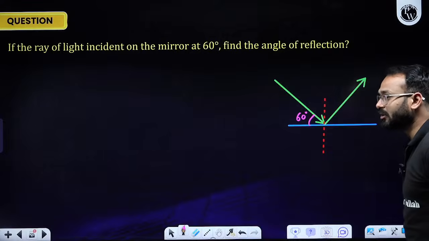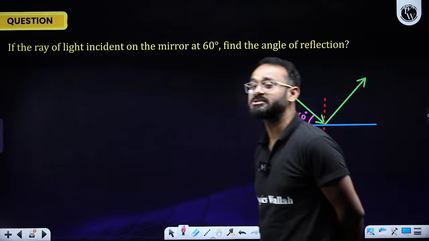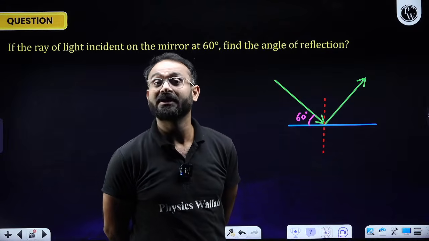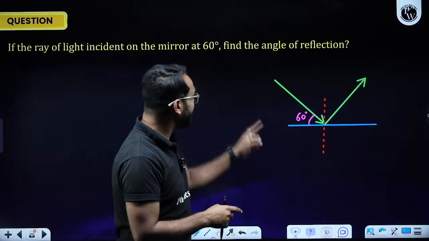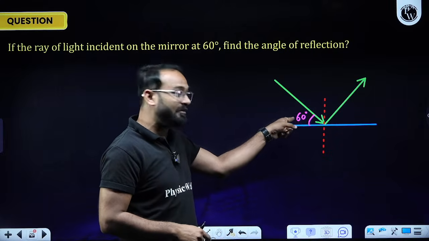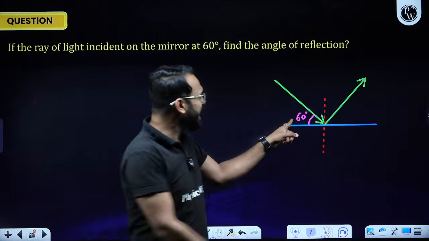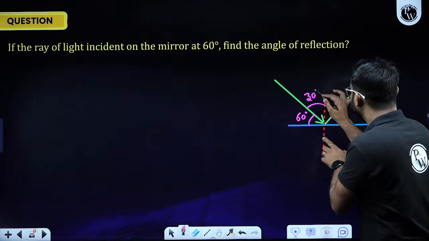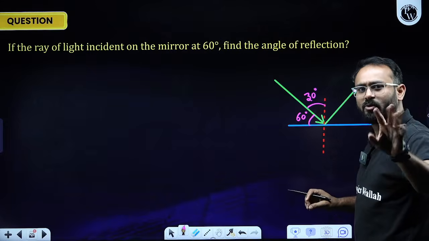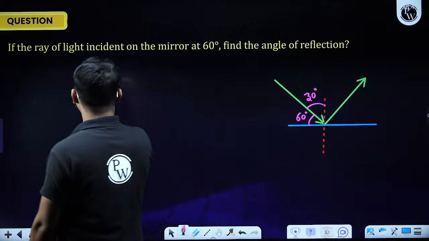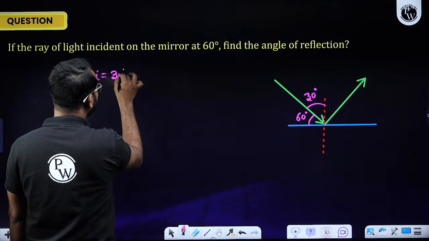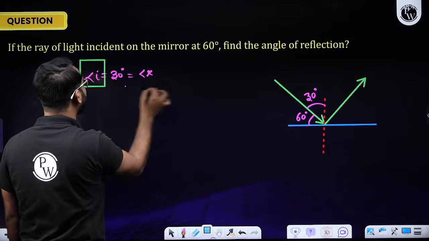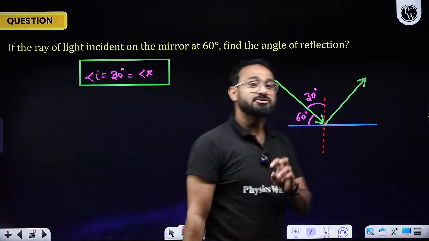120 is not the right answer, not even 60 degree. The reason is the question said the incident ray is making an angle of 60 degree with the plane mirror. I'm mentioning again and again. But angle of incidence is the angle between the incident ray and the normal, which was 30 degree. And I do not need to calculate anything further. So if angle I is 30 degree, then that will be equal to angle R. So please read the question very carefully, then only you would be able to solve it correctly.